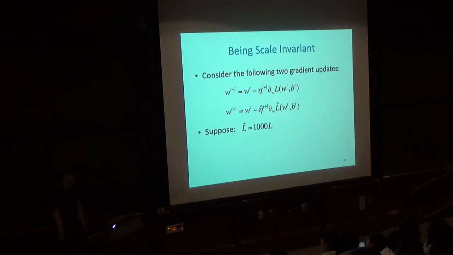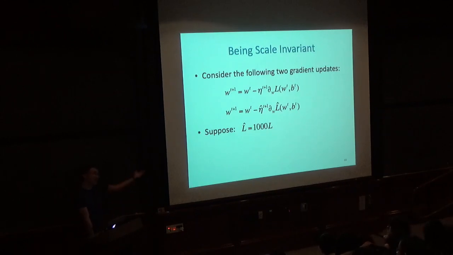Okay. So there's a few other things to keep in mind when thinking about gradient descent. So consider the following two gradient updates. We have two different loss functions, L and L hat. And L and L hat are basically the exact same loss function. L hat is just L times 1,000. So we uniformly scale L by 1,000. Otherwise, it's basically the exact same loss function. They have the exact same minimizers. The exact same W minimizes both.